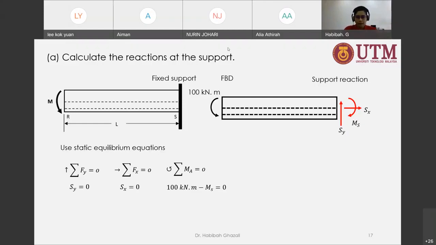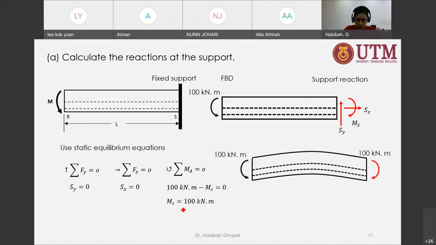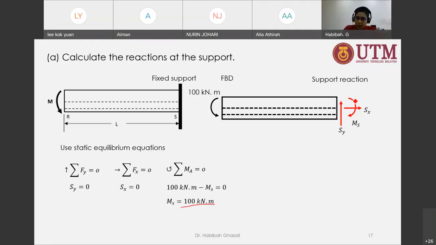So that Ms now is equal to 100 kilonewton meter. So that Ms, you can see that it's positive. I get it as a positive here. Okay, so it's positive. So what does that mean? My rotation here, the sign for my moment that I put here is correct. So that reaction will be clockwise.